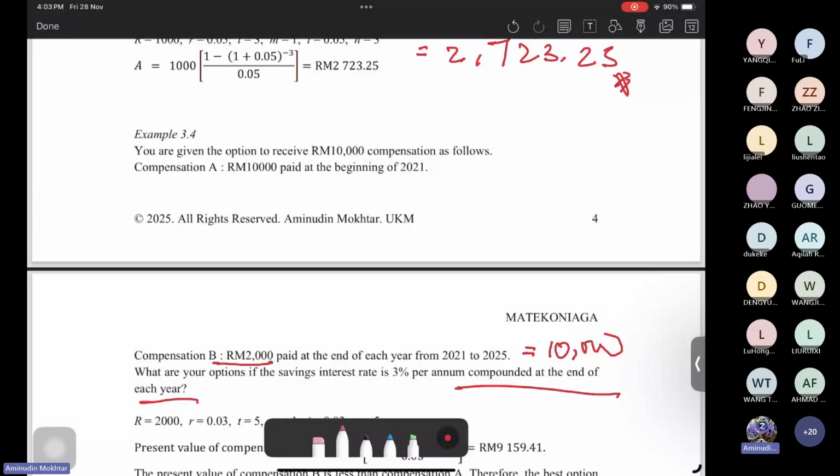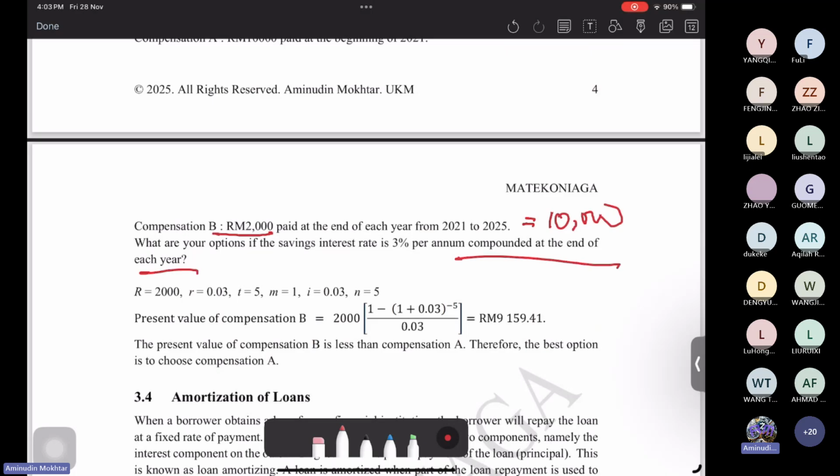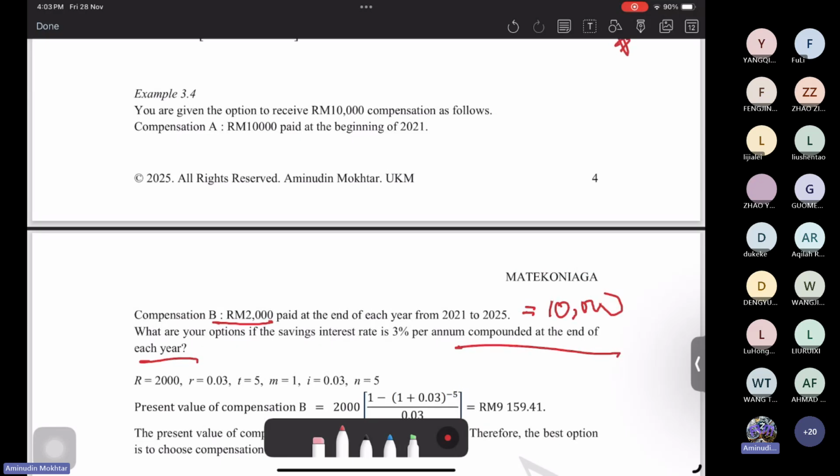How to choose whether A or B? In this case, we can apply the concept of present value of annuity. Why? Because of this compensation of 10,000 ringgit, especially for option B. For option A, there is no need to find the present value because the amount you receive at the beginning of 2021 is the full amount of 10,000.